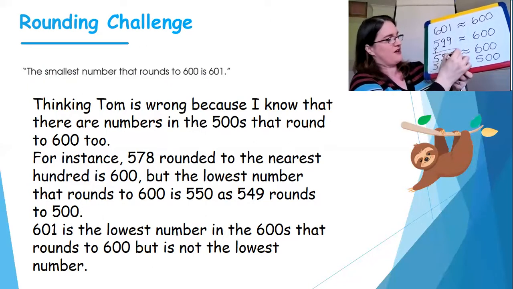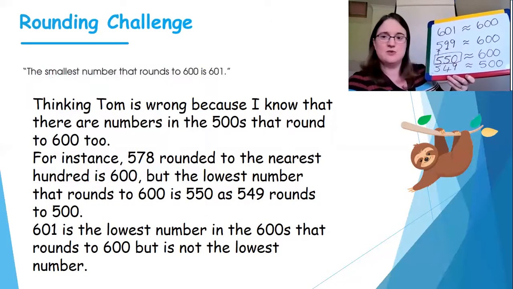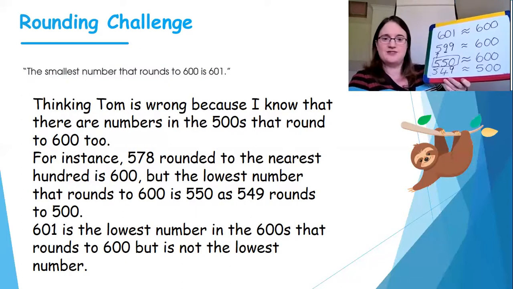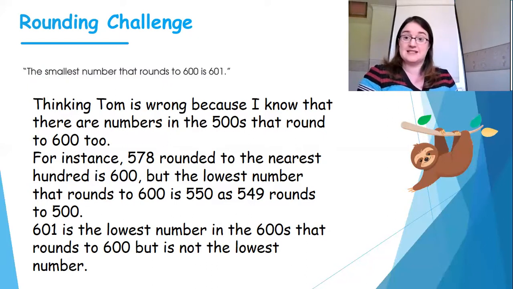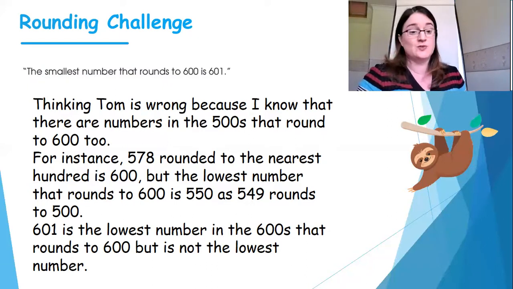So 550 is the smallest number that rounds to 600, okay? 601 was the lowest number in the 600s, but it wasn't the lowest number in total, was it?